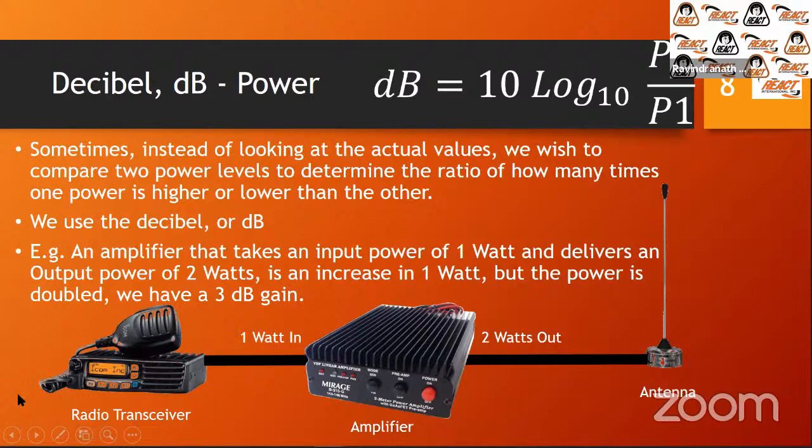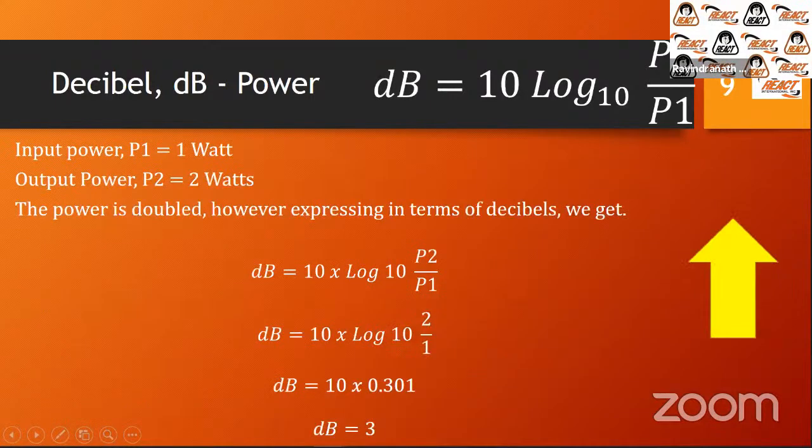How did we get 3 dB? This is how we got 3 dB. The input power to the amplifier is 1 watt and our output power is 2 watts. So the formula that we learned at the technician level, and are reviewing again here at the general class, is that the decibel is equal to 10 multiplied by the log of power 2 over power 1. And we are using base 10 logs. So when we say log with the little subscript 10, that means log to the base 10. Your calculator will have log to the base 10.